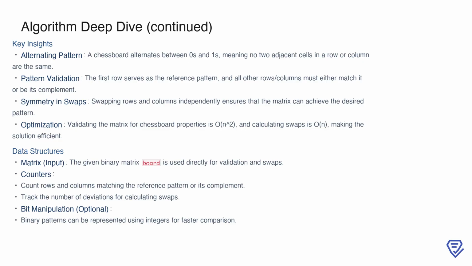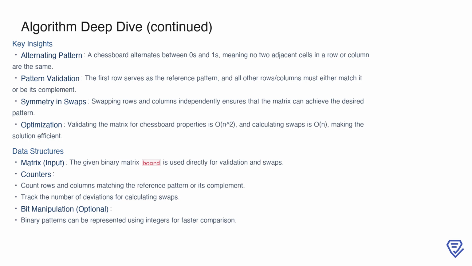To validate this, the first row serves as our reference pattern, and all other rows and columns must either match it or be its binary complement. Another important insight is that row and column swaps can be handled independently, meaning we can focus on correcting one dimension at a time without affecting the other. This symmetry simplifies the process.